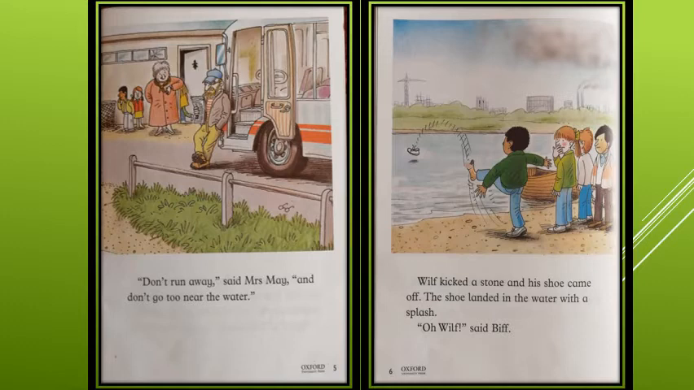Okay, come to page number 6. What is happening here? Wilf kicked a stone and his shoe came off. And you can see that the shoe landed in the water with a big splash. Biff is so worried. Biff is so loving. She gets worried for everyone. Now she is worried what Wilf is going to do without the shoe. Let's see.